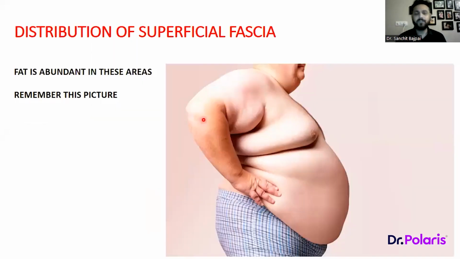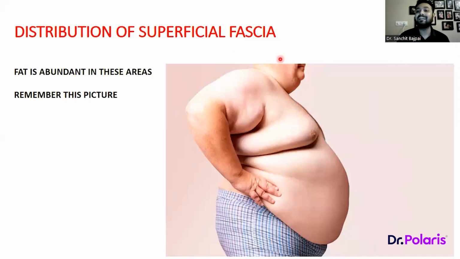Okay, now we move on to distribution of superficial fascia. Now, whenever I read superficial fascia, I remember this fat man, and I'll tell you why. Okay, so superficial fascia is distributed in areas which have a lot of superficial fascia, or it is very thick, and there are areas where superficial fascia is almost negligible. So you should know both these areas where superficial fascia is thick as well as thin or absent. So first we'll see where our superficial fascia is the maximum or where it is abundant. Now, when I say superficial fascia is abundant, automatically your brain should say fat is abundant, right? These are the areas which have thick superficial layer.